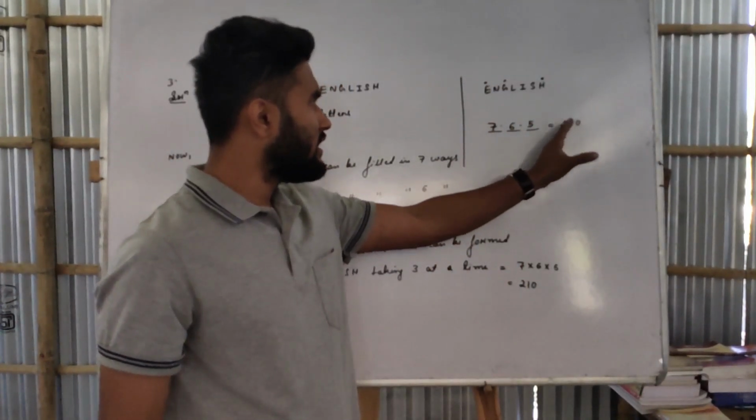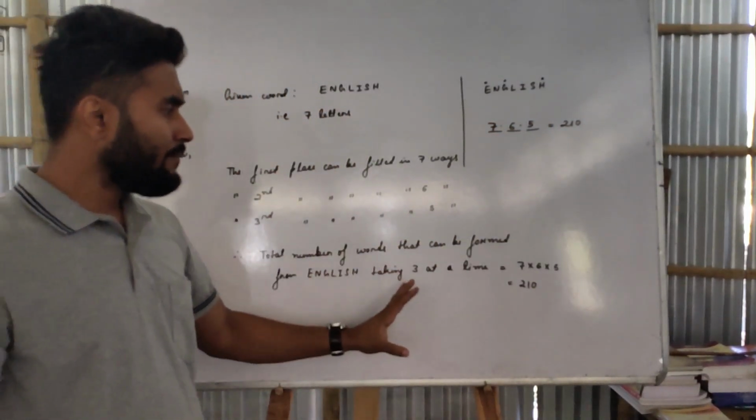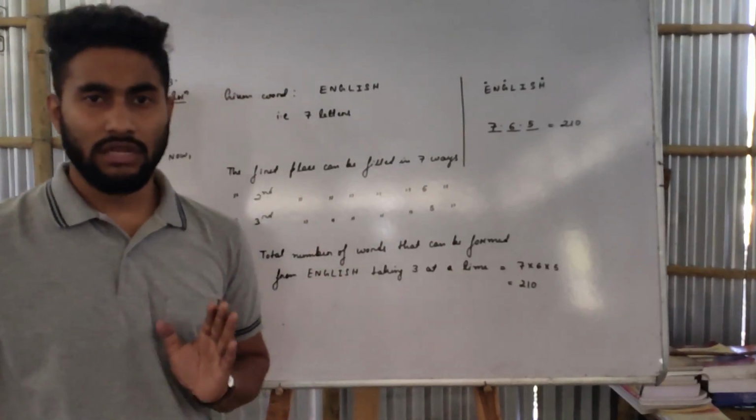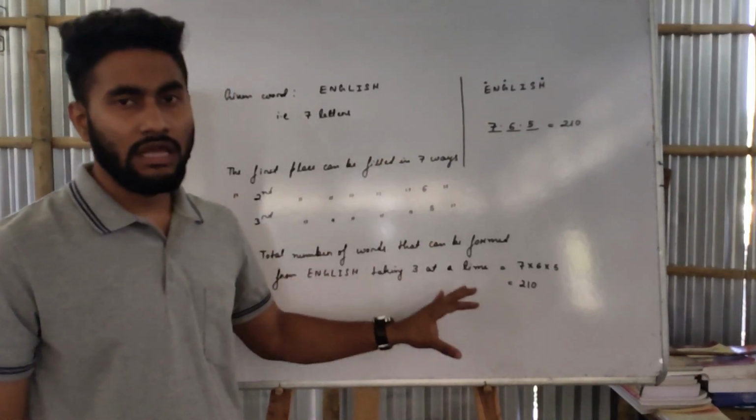The maths finishes with 7 into 6 into 5. Only the writing part is more. But still fundamental is the best way. Fundamental will clear your concept. I know permutation is a shortcut, but again, fundamental will clear your concept.